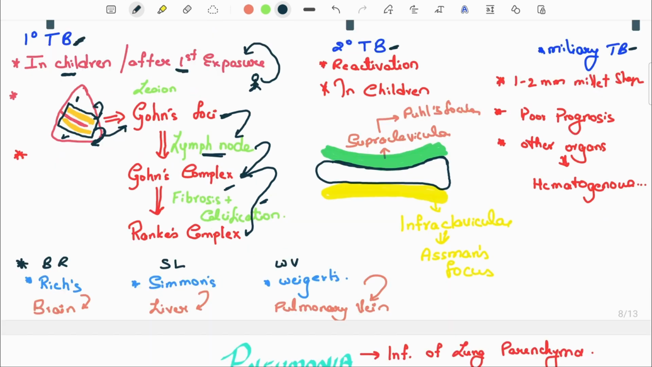And if there is involvement of other organs like brain, liver, pulmonary veins: if the brain is involved, it is called Rich complex. Liver involvement is Simon's complex. Pulmonary vein involvement is Weigert's complex. These are the other names that one should know.